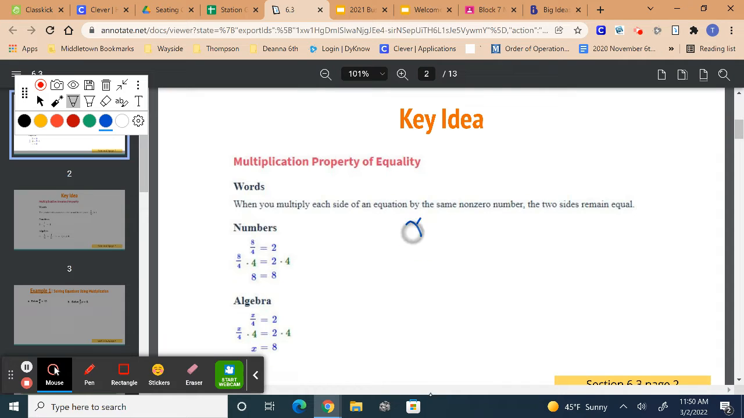All right, so I'm going to give you the first problem we're going to solve. So everyone write key idea. You're writing x over 4 equals 2. Please make sure your 4s look like 4s and not y's. I see a lot of people writing y's, and I know it's supposed to be a 4.